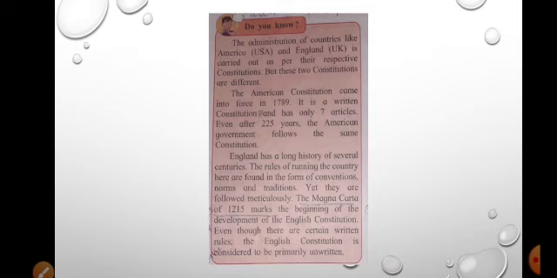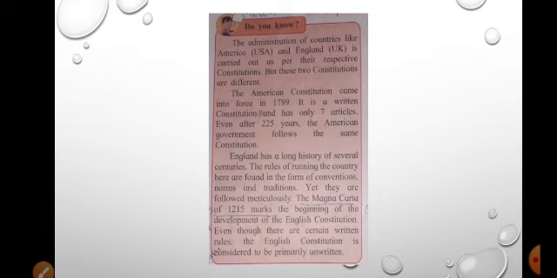Now let's see page number 64. Do you know the administration of countries like America, the USA, and England, the UK, is carried out as per their respective constitutions, but these two constitutions are different. The American Constitution came into force in 1789. It is a written constitution and has only 7 articles. Even after 225 years, the American government follows the same constitution.